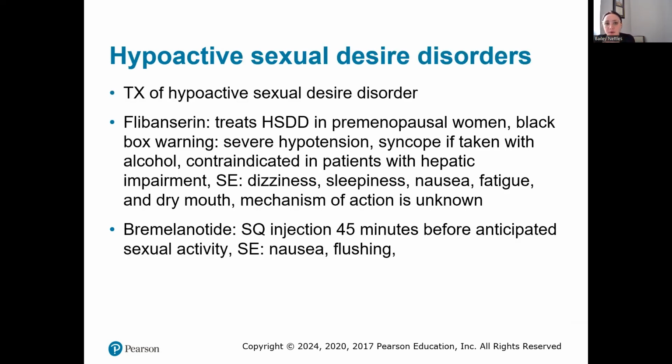So then we have hypoactive sexual desire disorders. So these you can treat with flibanserin or bremelanotide. Sorry. The most important thing you need to know with this is it does have a black box warning for severe hypotension and syncope if taken with alcohol, and it's contraindicated for hepatic impairments. The mechanism of action isn't even known, but it treats premenopausal women with a hypoactive sexual desire disorder. It can cause dizziness, sleepiness, dry mouth. And this other one is an injection 45 minutes before anticipated sexual activity. You can have nausea and flushing.